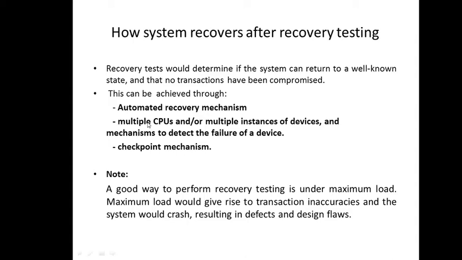The second is multiple CPUs or multiple instances of devices, and mechanisms to detect the failure of a device. It means that you have multiple systems or CPUs. If one is not working properly, the task can be taken up by the second CPU and it carries forward the work. So it is not going to impact or hinder your work. It doesn't act as an obstacle. If one is not working properly, the second could work. If the second is not working properly, maybe the third could take up the task and complete it. So that means it recovers. It does not crash or fail.